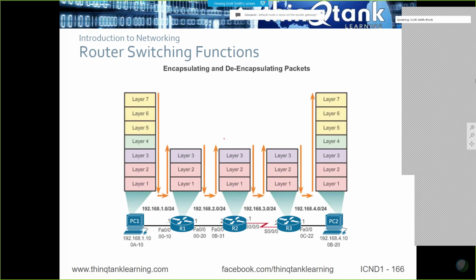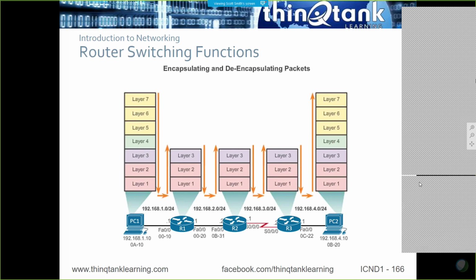Let's see, we got a question here. Default route is done on the border gateway? It could be, yeah. It's typically done at the edge of your network. A default route is usually on the edge router, but default routes can exist further down the line. It depends on who you're connected to, but there is a structure to the internet, and that structure is a tiered structure. There are about 15 or 16 service providers that make up the backbone of the internet. Those are called tier 1 service providers.